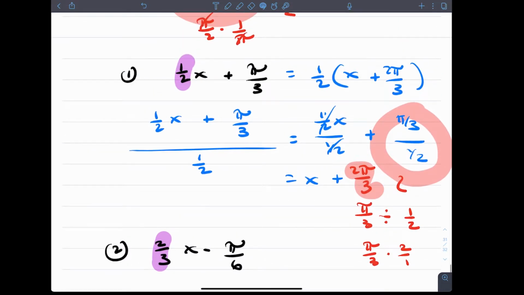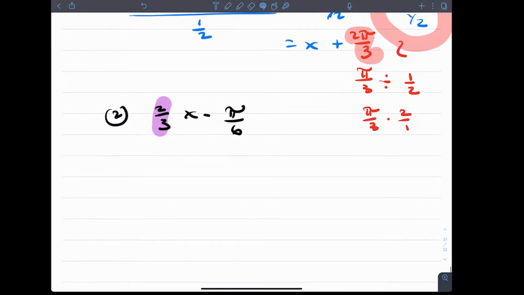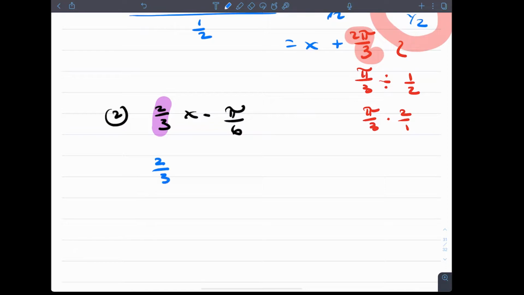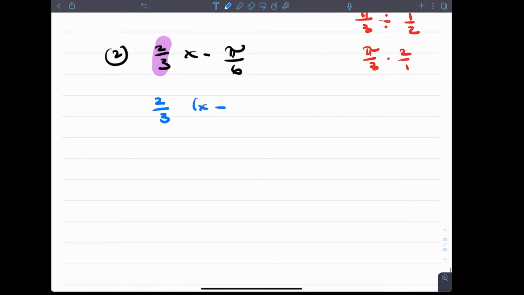So sure enough, that is correct. Okay, you guys see the work there? All right, what about this one? What'd you guys get here? 2/3 times x minus, I think you say, Mr. Judge, I think I know what I have to do. Take the pi over 6 divided by 2/3, is that right? Pi over 6 times what? 3/2.